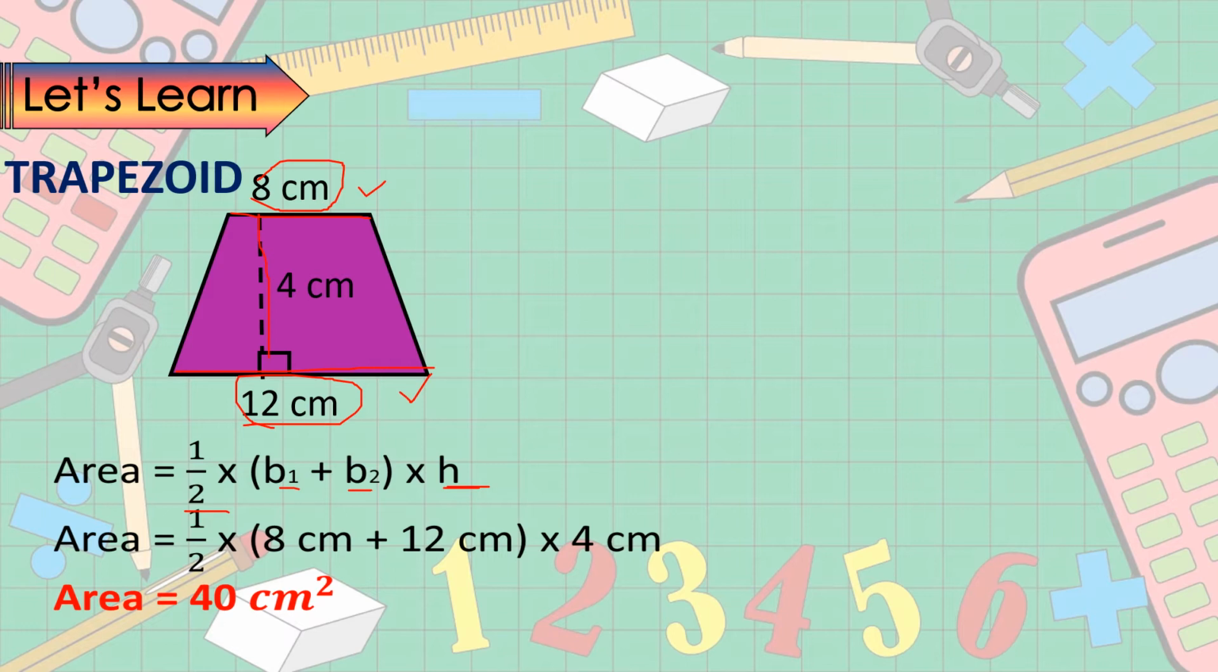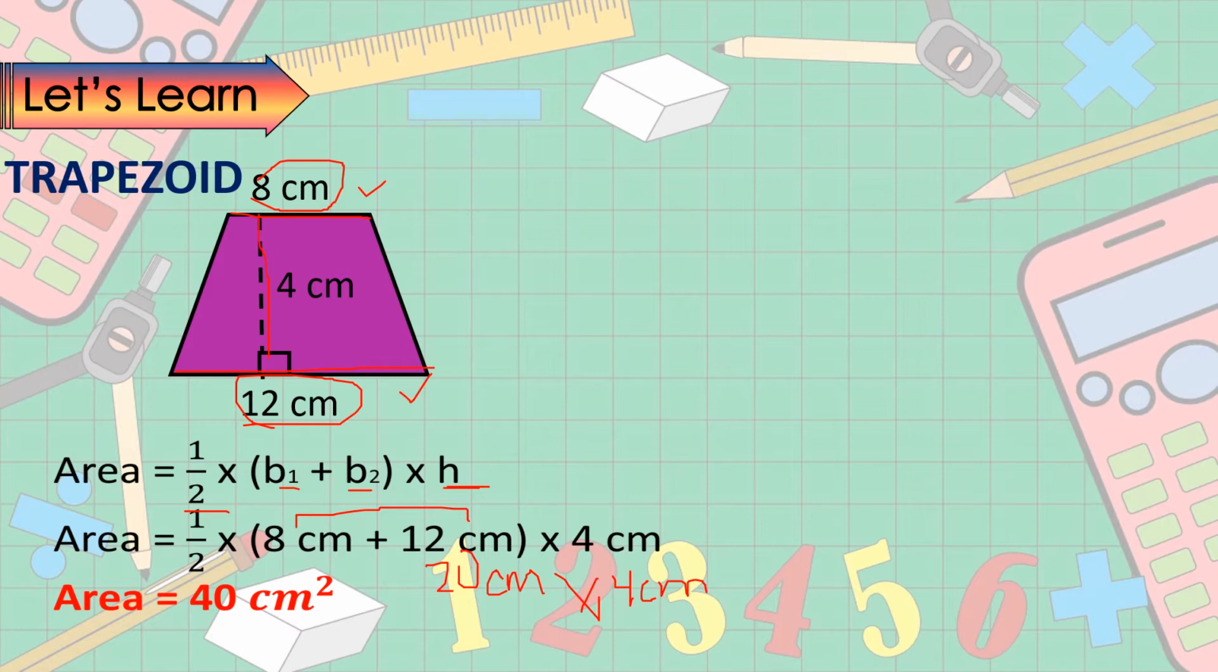Now we're just going to multiply: 1/2 times 8 centimeters plus 12 centimeters times 4. So we're going to solve first these two. 12 centimeters plus 8 centimeters, we have 20. So 20 centimeters times 4, we are going to have 80 centimeters.